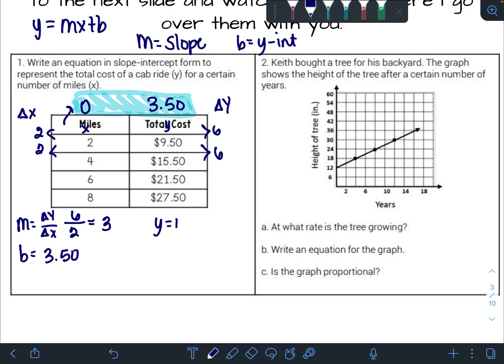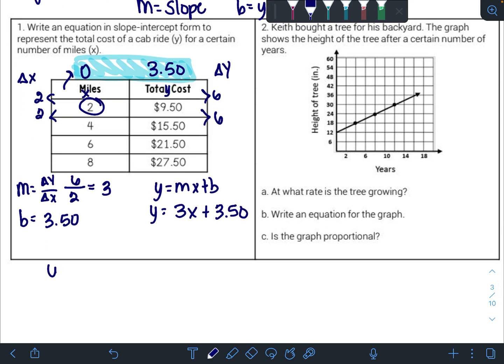So if I have my equation y equals mx plus b, I know my slope was 3. So I have 3x plus 350, and I can always try that out and see if it works by using my x value and using my equation. You can always check your equation and do 3 times 2 plus 350, and if you do that, it does give you that y would equal 950, which is correct from my table right here, that when x is 2, my y is 950. So when I put 2 in for x, I got 950 for y.